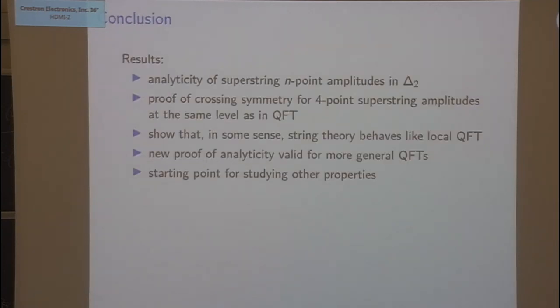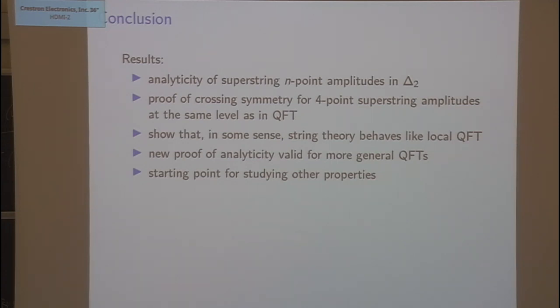So now let me conclude. What we got first is analyticity of superstring endpoint amplitude in delta 2 at all loops order. Then we have a proof of crossing symmetry for 4-point superstring amplitude, which is at the same level as QFT. This also shows that in some sense string theory behaves like a local QFT, at least for the aspect of crossing symmetry, so it's not completely widely non-local.